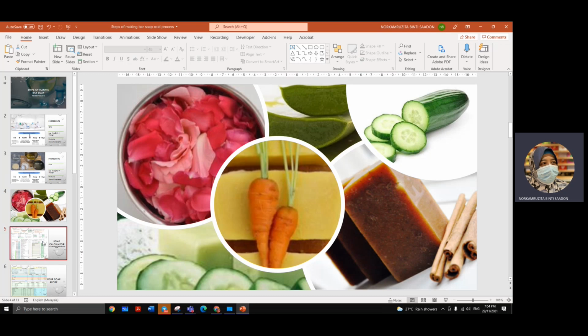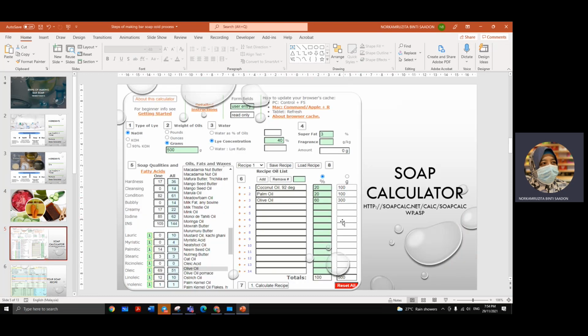Okay, next is about this calculator. So I'm going to show you the basic formula. It depends on you whether you want to produce 500 grams of bar soap or more. If you want to produce 1 kilogram, you just key in the value, which is 1000 grams. And the type of lye that you're going to use is sodium hydroxide.